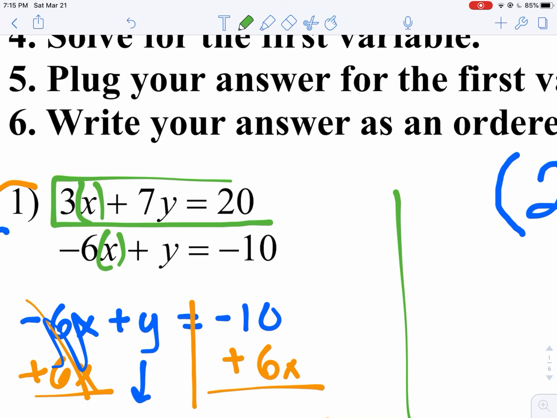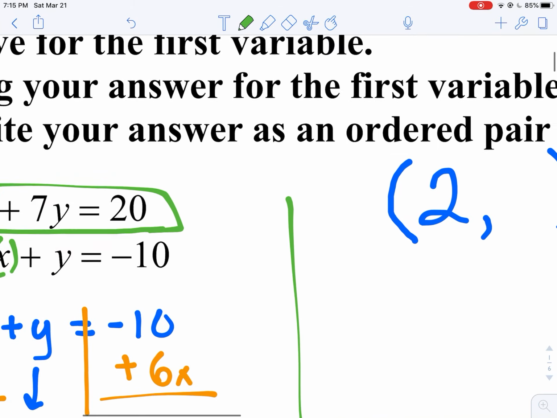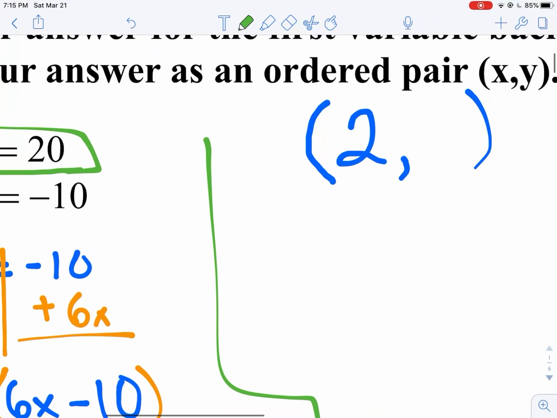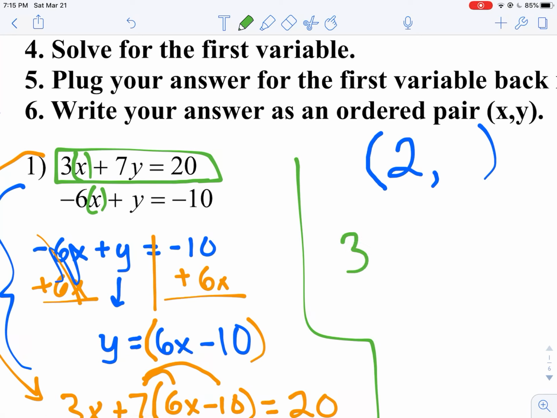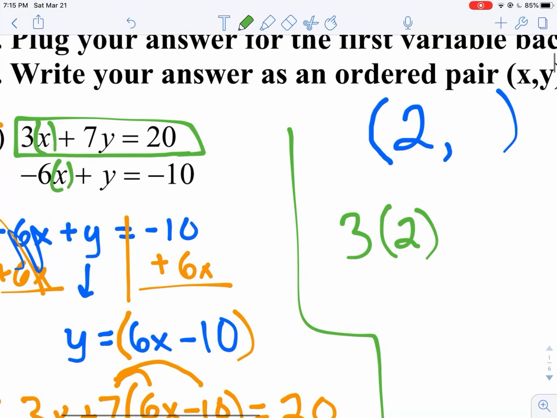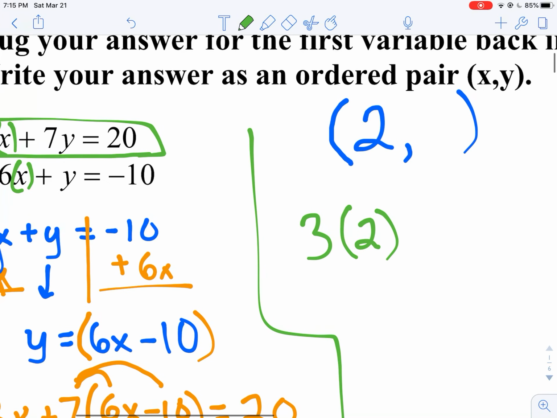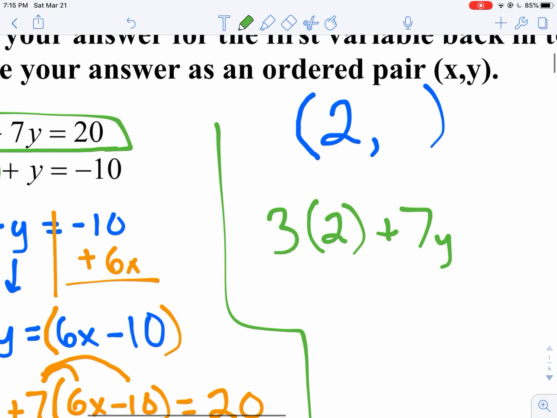All right, so here's my equation I'm going to choose. I'm going to rewrite it, but instead of x, I'm going to plug in 2, because x is 2. Remember, with substitution, if I'm substituting for x, that means I'm taking the x out. There should not be an x still in the equation. So 3, instead of x, it's a 2, plus 7y equals 20.